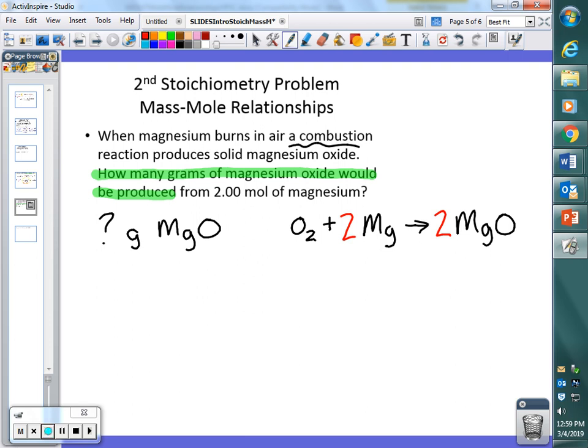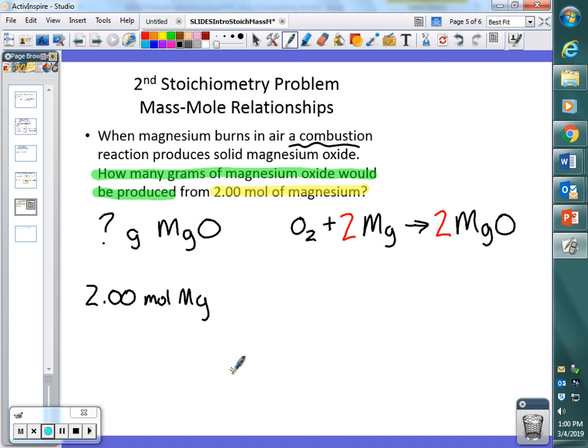All right, so we know what we're looking for. We have one piece of information to help us. What's the other piece of information that we were given in this problem? 2 moles of magnesium. Okay, we know that we're starting with 2 moles of magnesium. So we'll go here, 2.00 moles of magnesium.